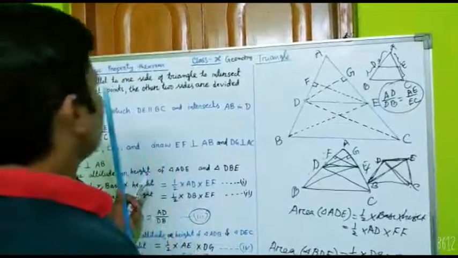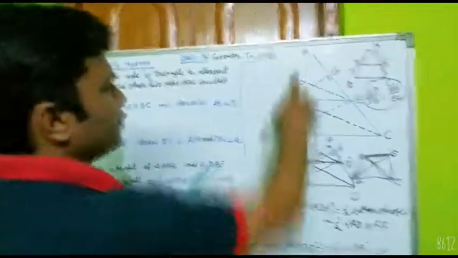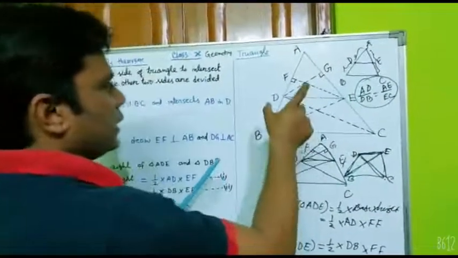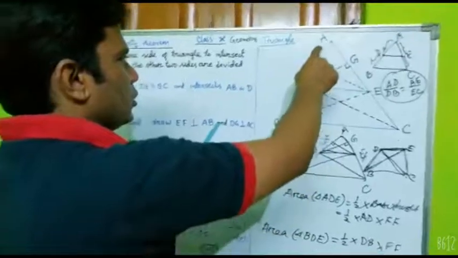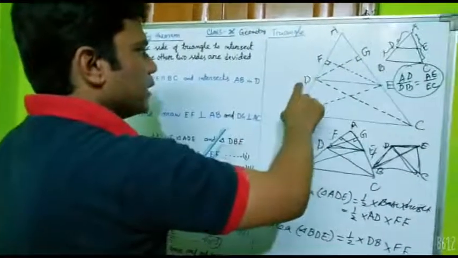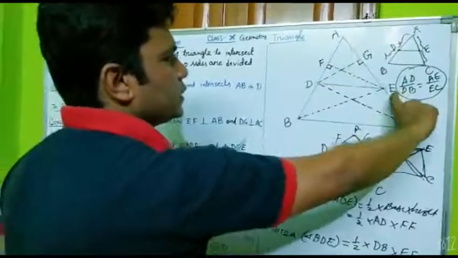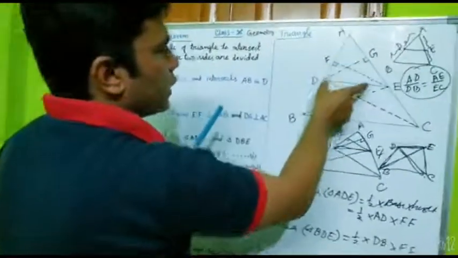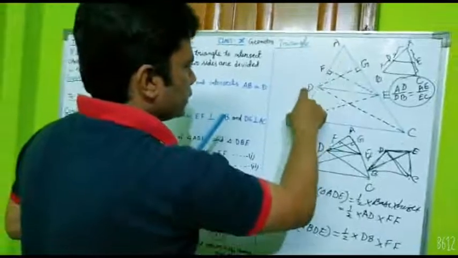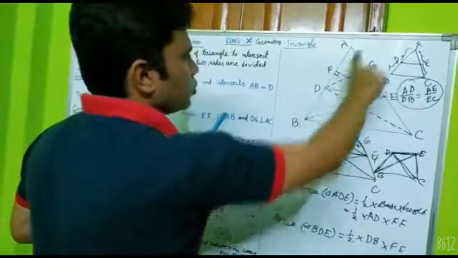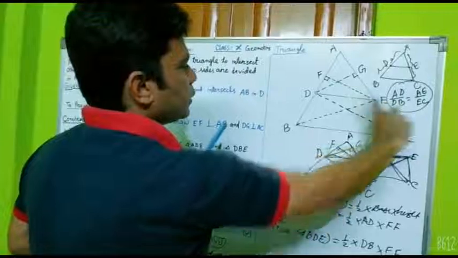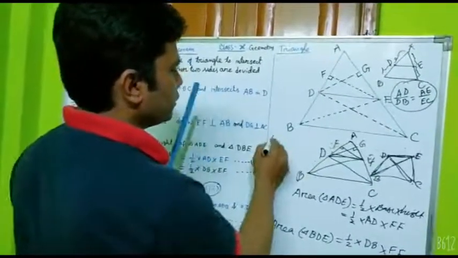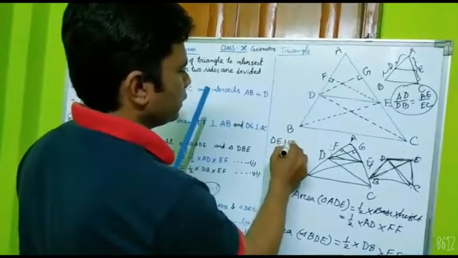So what was the basic property theorem? If DE is parallel to BC, then it is to be proved that AD by DB is equal to AE by EC. Now the converse theorem of this basic property theorem is, if AD by DB is equal to AE by EC, then prove that DE is parallel to BC.